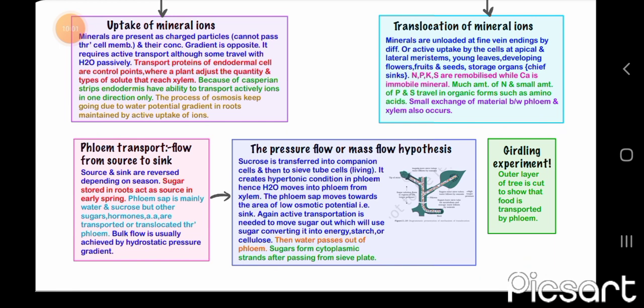Sucrose is transferred into companion cells and then to sieve tube cells. It creates hypertonic conditions in the phloem. Hence, H2O moves into the phloem from the xylem. The phloem sap moves towards the area of low osmotic potential, that is the sink. Again, active transport is needed to move sugar out, which will be used, converting it into energy, starch, or cellulose. Then water passes out of the phloem. Sugars move through cytoplasmic strands after passing the sieve plate.